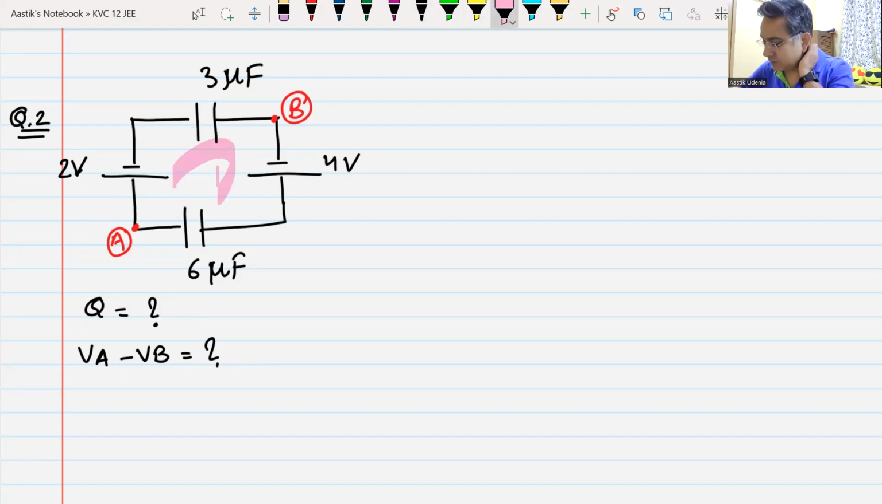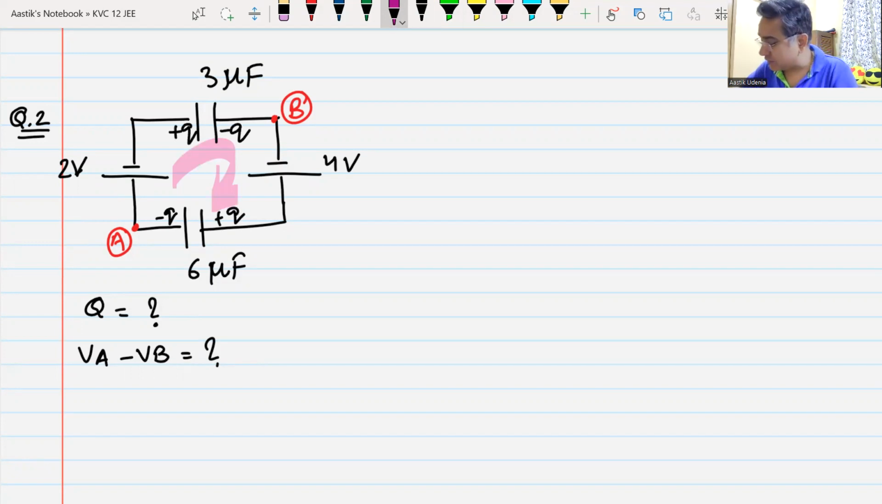I will move in the loop like this. Q is equal to 4. VA minus VB is equal to 6. Okay, I'm getting the answers. Let me just do my thing. Plus Q minus Q. Who will help me in making the equation?